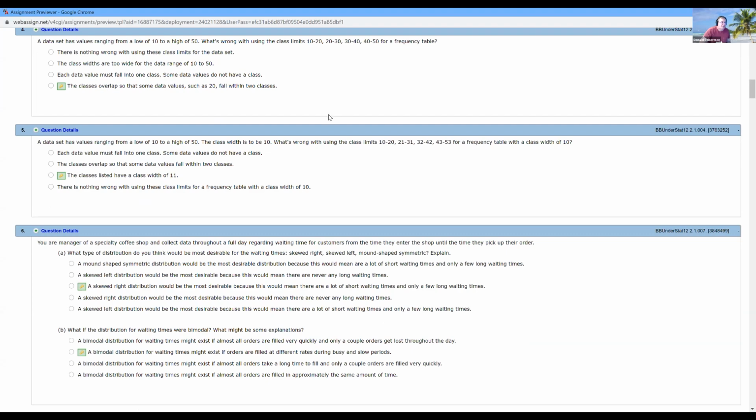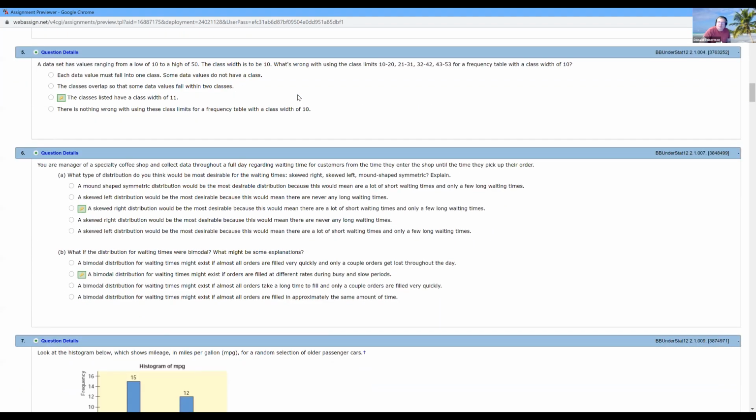Now, in this case here, it's very similar, question 4. We're coming up on question 5 now. A data set has values ranging, oh wait a minute, I'm getting deja vu here. Oh, a data set has values ranging from 10 to 50. The class width is to be 10. So you imagine there's 10 numbers going from side to side, essentially. What's wrong with using these particular groups for a frequency table with a class width of 10?